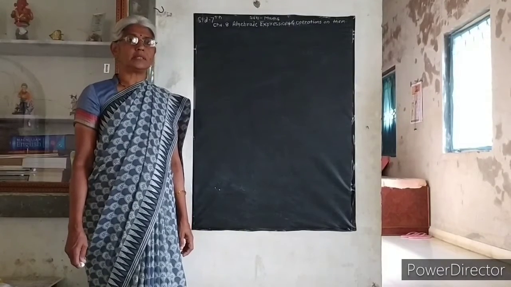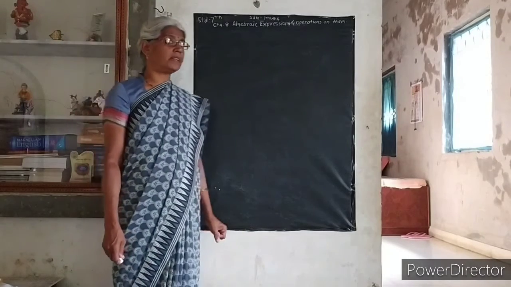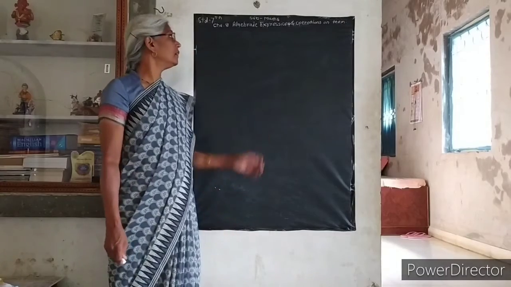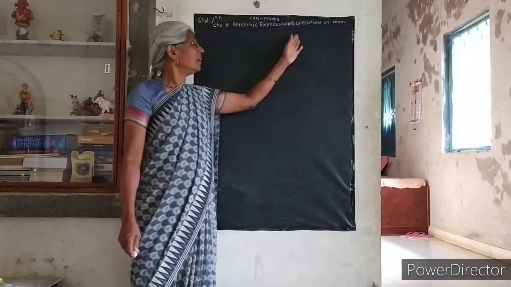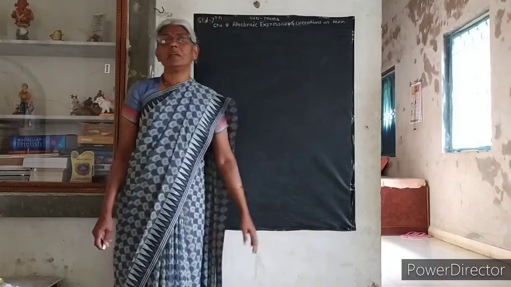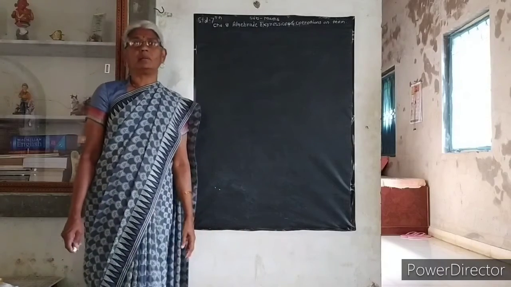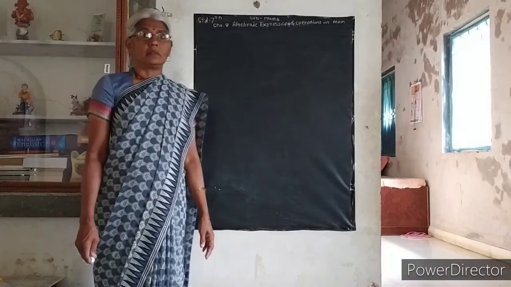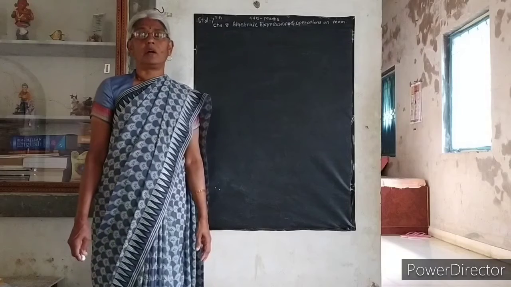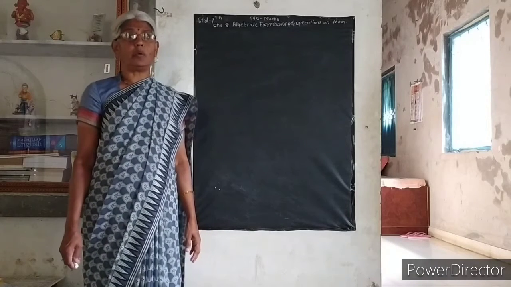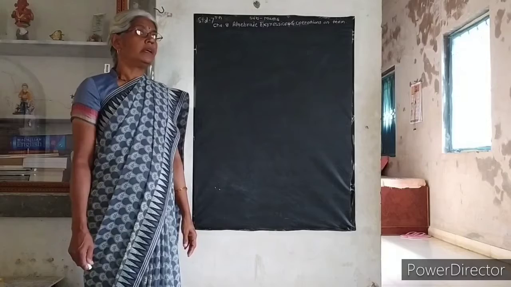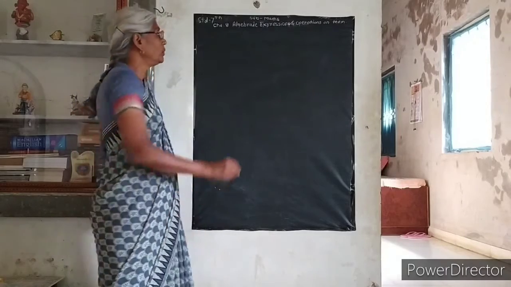Good morning students, standard 7, subject maths, chapter number 8, algebraic expression and operation on them. In the last period, we learned about the equation in one variable and how it is solved. In this period, we learn about word problems.